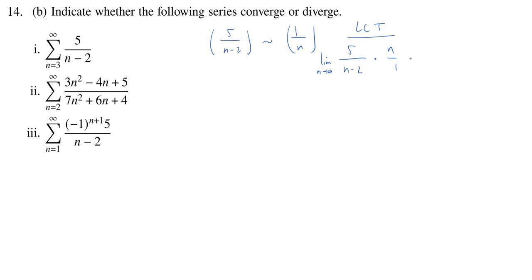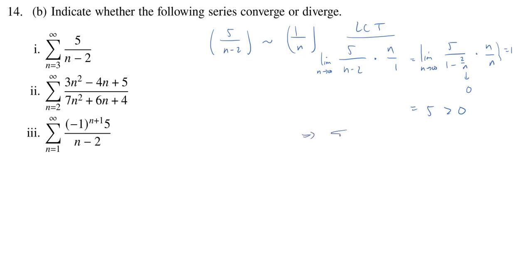All right, well, how about I pull an n out of this piece here? If I pull an n out, I get 5 over, and I'm going to put the n right over here, and I'm left with 1 minus 2 over n. Now this n over n is just equal to 1. And now what happens here? 2 over n goes to 0. So 1 minus 2 over n goes to 1. 5 over 1 minus 2 over n goes to 5 over 1. So this limit is equal to 5, which is a positive constant. So hey, we're right. These two sequences are asymptotically equivalent.